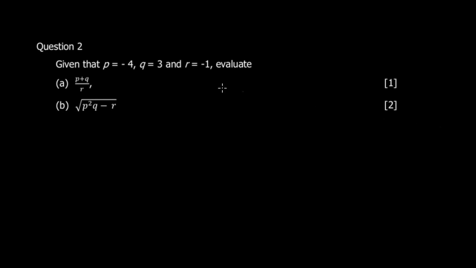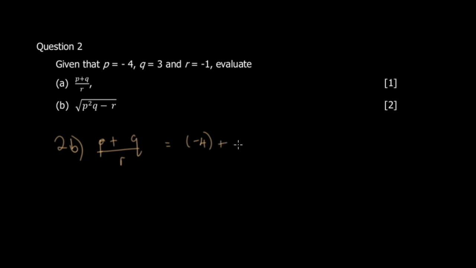Then let's move on to question 2. Question 2 is about substitution, okay? It says, given that P equals this, Q equals this, R equals this, evaluate P plus Q over R. What I advise you to do here is always use brackets, even when it seems obvious. Just make it a habit to use brackets. So for example, P here is -4, so I put -4 in brackets.